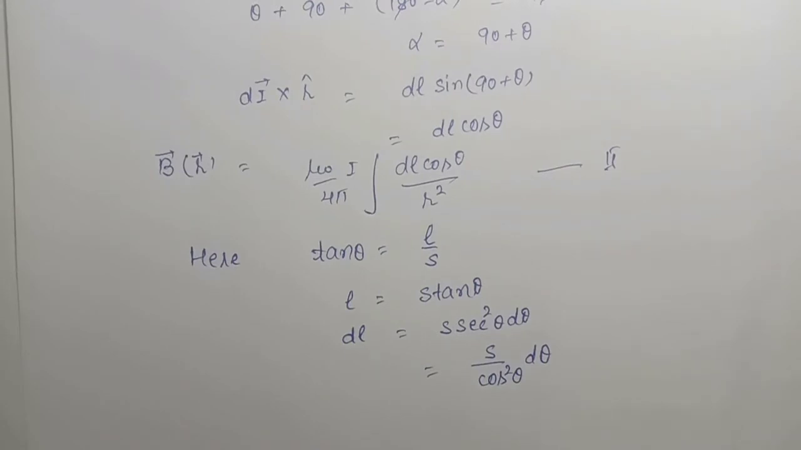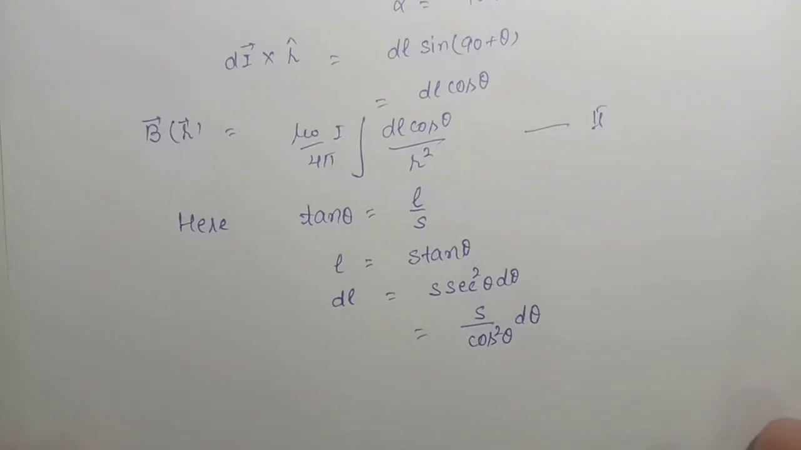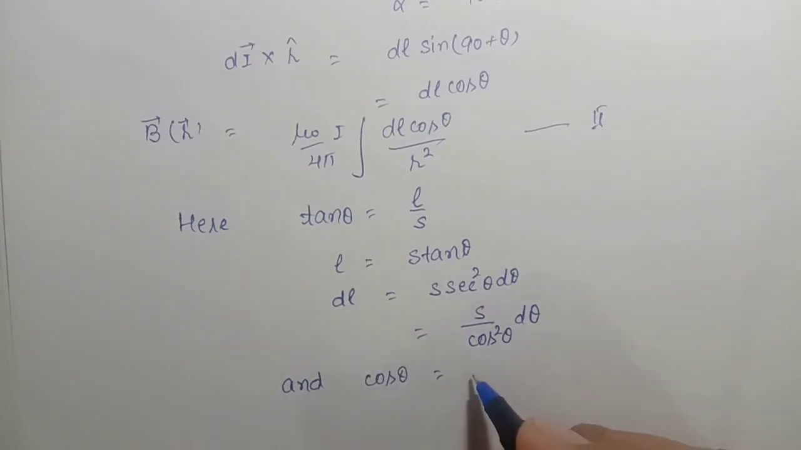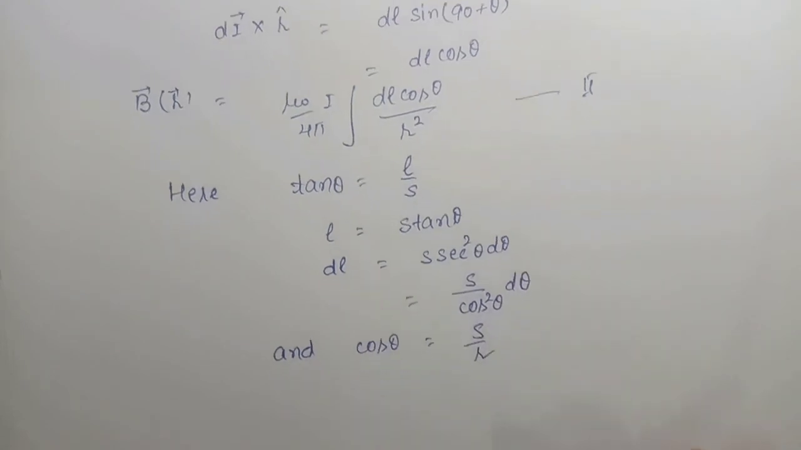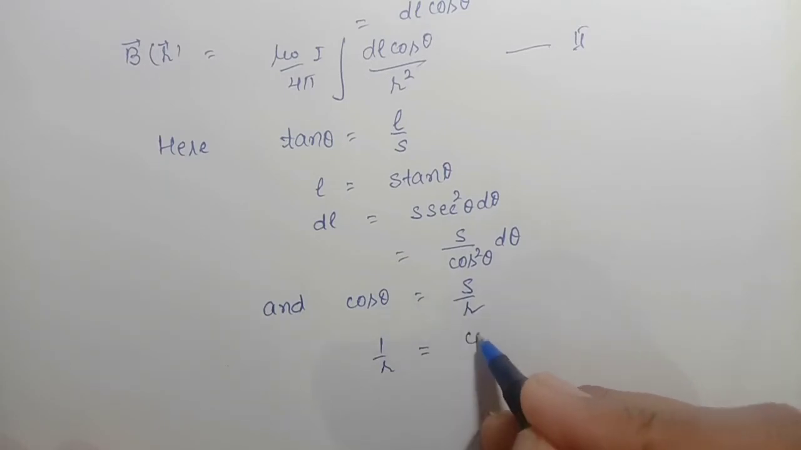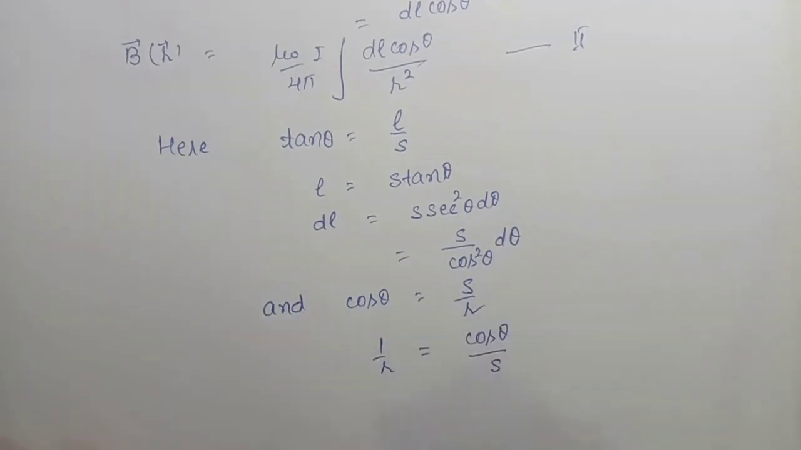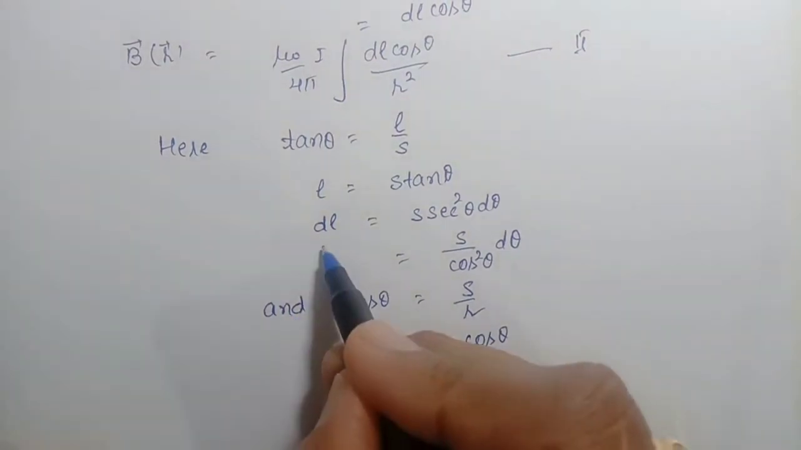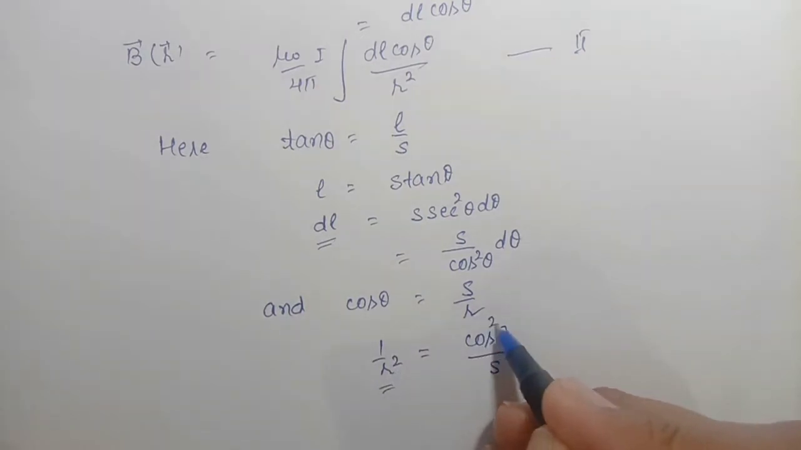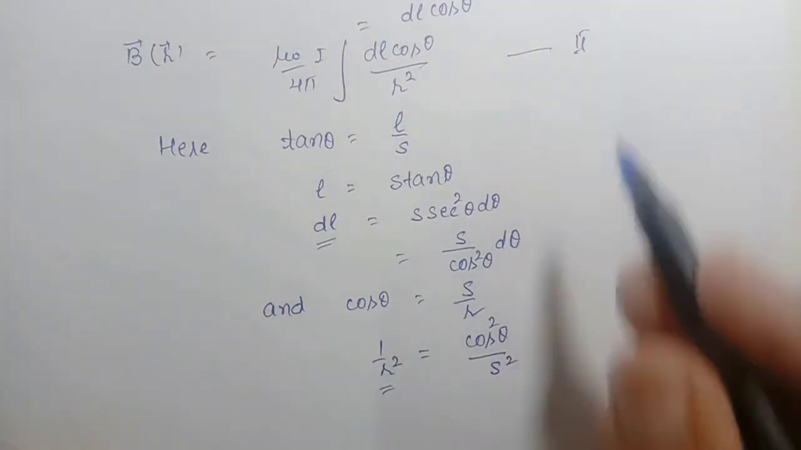Now this is the value of dl, and also we will calculate the value of cos theta. Here cos theta is equal to S over r as per the figure, so we can write 1 over r equals cos theta over S. Now substitute the value of dl and 1 by r, or we can say 1 by r square, that is cos square theta over S square, in equation 2.